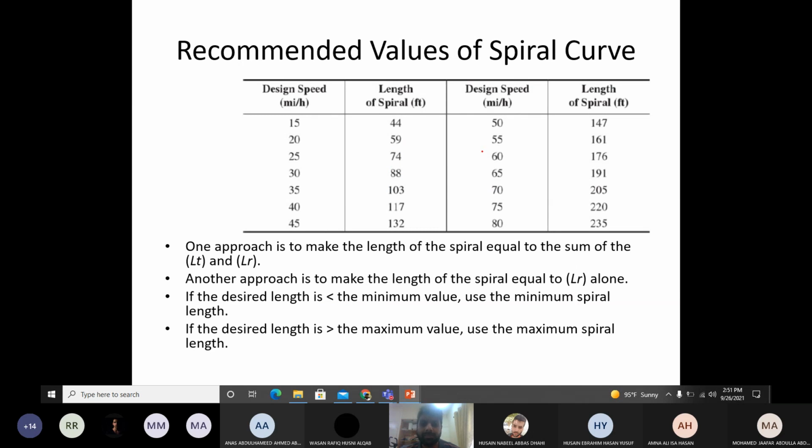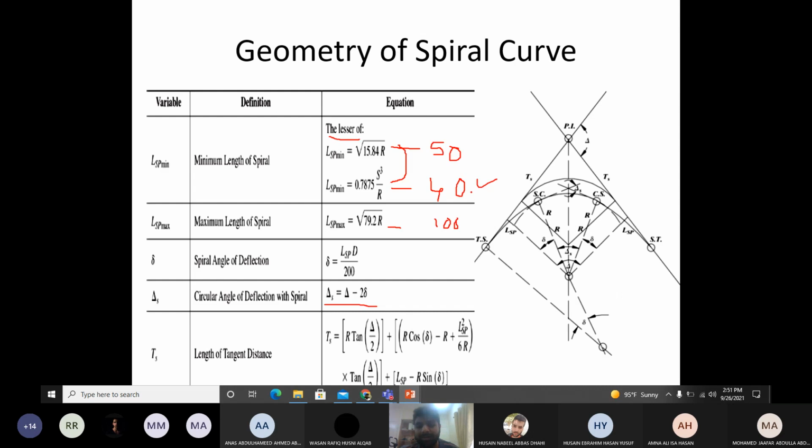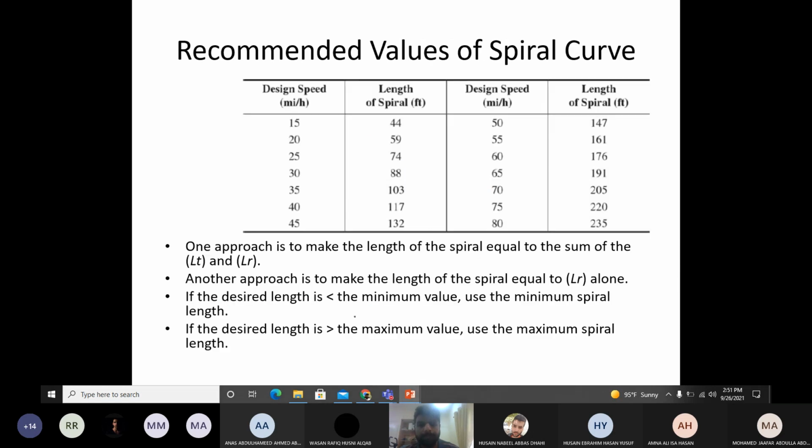First of all, I have this table, which is giving the value according to the design speed. So you can pick the value according to your design speed from the table, provided that it is within the range. For example, my design speed is 55, and I pick a value of 161 feet, but my range is 40 to 100. So the value from the table cannot be used. If the value from the table is out of the range of minimum and maximum, you cannot use it. Cross it out.